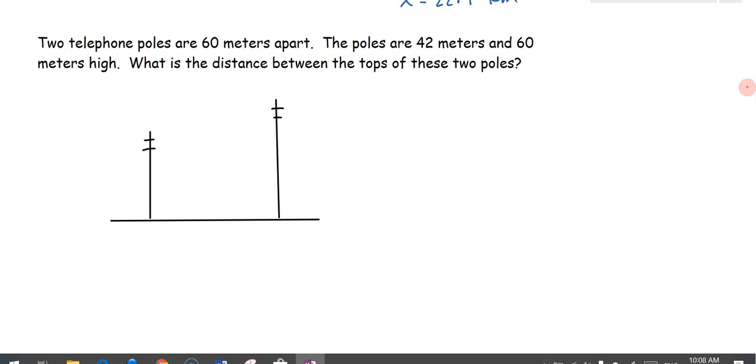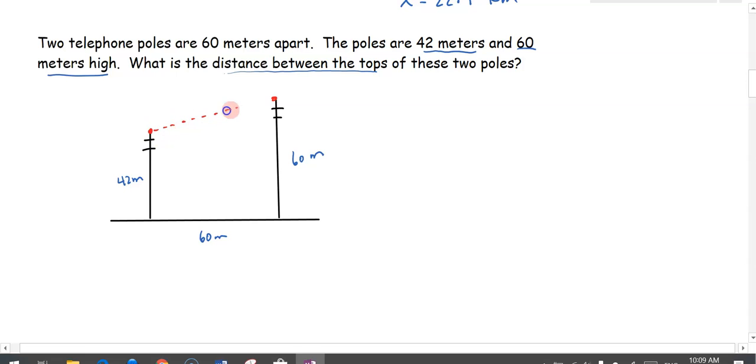I kind of supplied the diagram already, but now we have to fill it in and decide what different distances are and what we're trying to find. So we know the shorter pole is 42 meters. We know the taller pole is 60 meters, and we know that they are 60 meters apart. What are we trying to find? We are trying to find the distance between the tops of these two. So the top here to the top here is the distance we are trying to find. So let's put an X there.